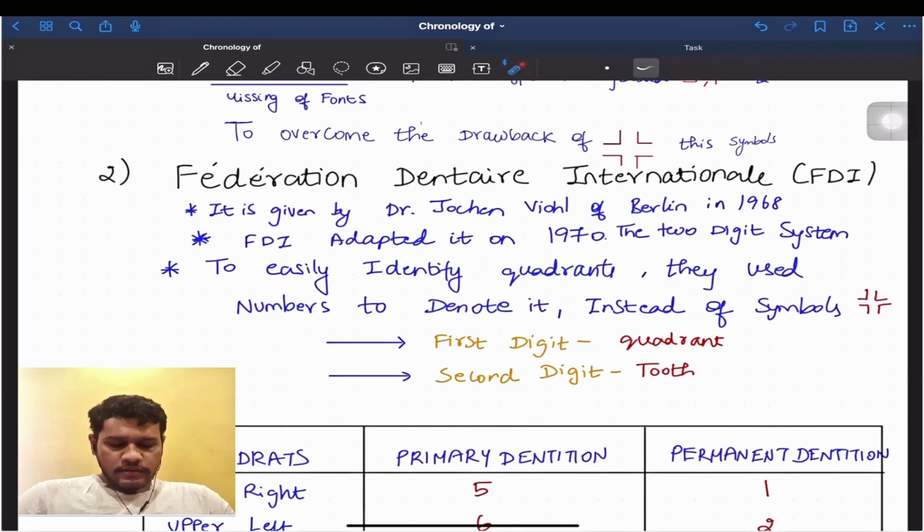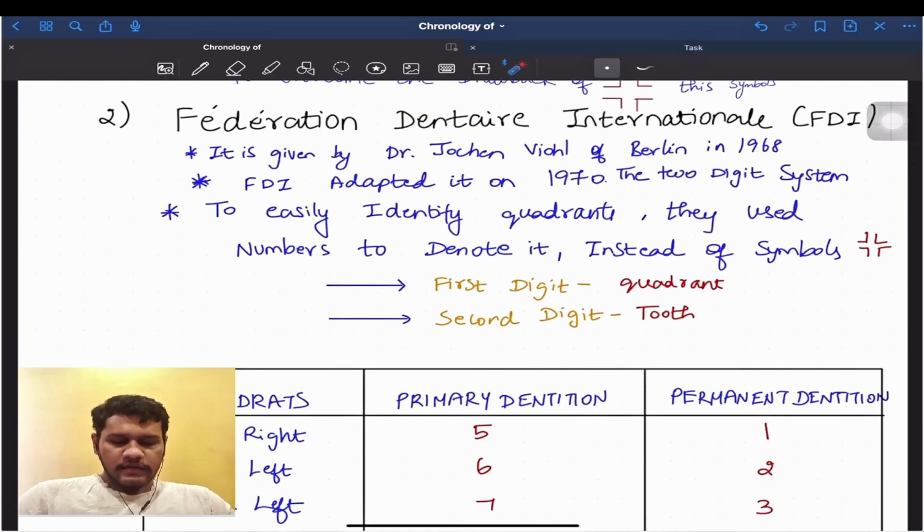It is given by Dr. Joachim Viol from Berlin, Germany. In the year 1968, he gave this tooth numbering system. It was first introduced in 1968, then it was adapted in the year 1970. The other name for this system is the 2-digit system.